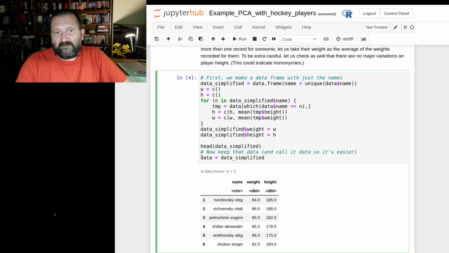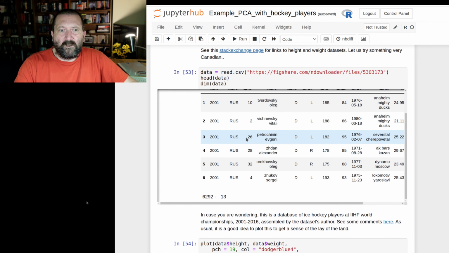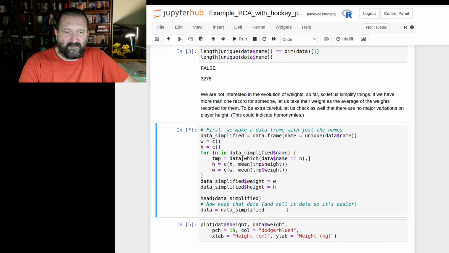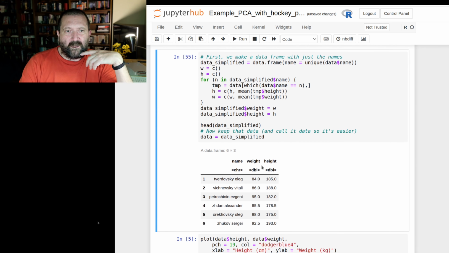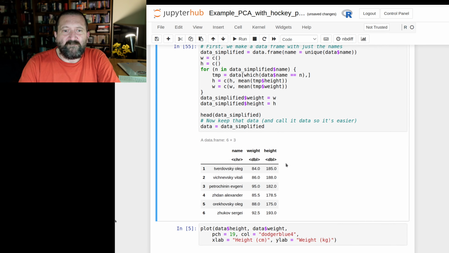And after that, I go back to calling data this new data set. I'm forgetting all of this information that I had before. I'm just keeping the names and the mean height and mean weight. So when I do this, I end up with a table that is going to have 3,278 rows, and for each person is going to have a weight and a height.